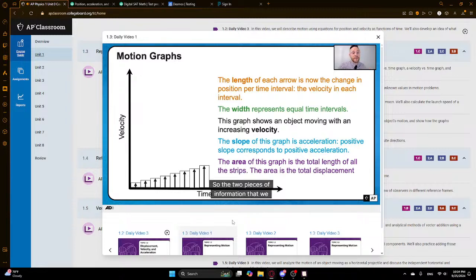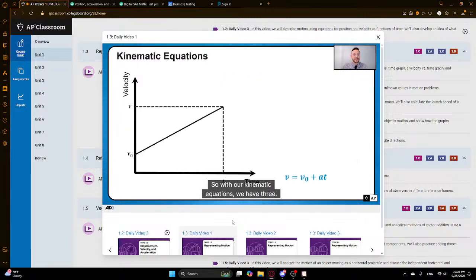So the two pieces of information that we can get from a velocity versus time graph are the acceleration, which we get from the slope, and the object's displacement, which we get from the area. We're going to use these two ideas to develop some kinematic equations. So with our kinematic equations, we have three. We use those a lot to predict an object's motion as time goes on. The first one that we're going to look at is this one. Final velocity is initial velocity plus acceleration times time.